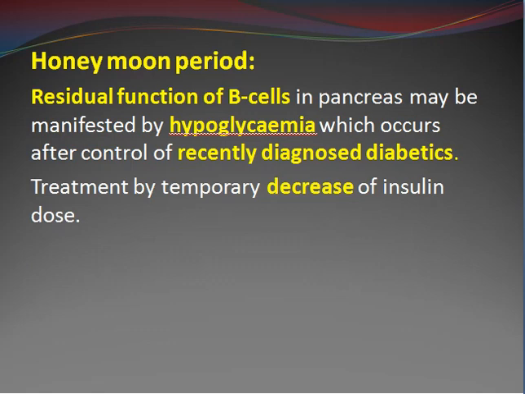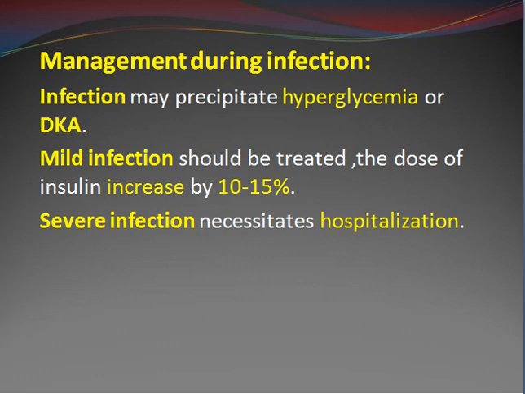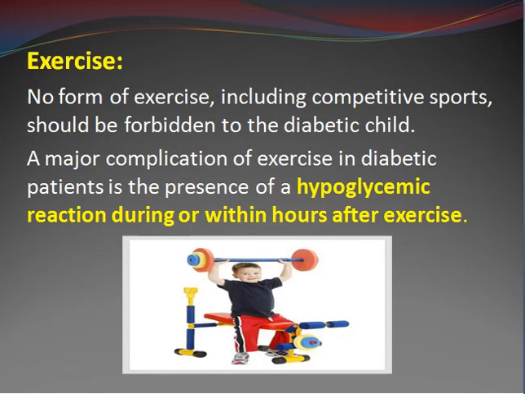Honeymoon period. Residual function of beta cells in the pancreas may be manifested by hypoglycemia, which occurs after controlling recently diagnosed diabetes. Treatment is by temporary decrease of insulin dose. Management during infection. Infection may precipitate hyperglycemia or even DKA. Mild infection should be treated and the dose of insulin increased by 10 to 15%, while in severe infection, hospitalization is necessary. Exercise. No form of exercise, including competitive sports, should be forbidden to a diabetic child.